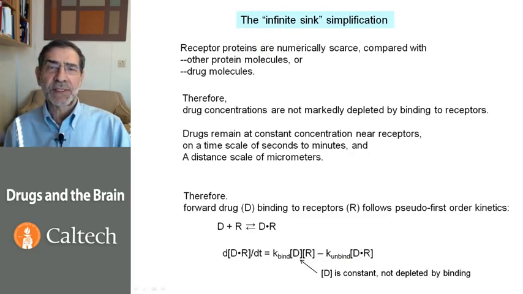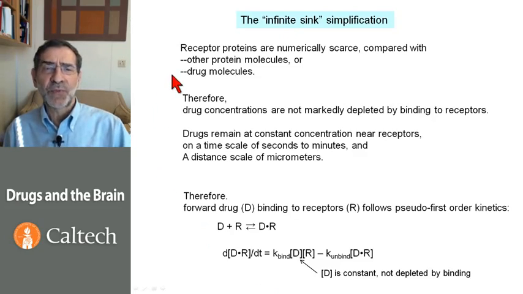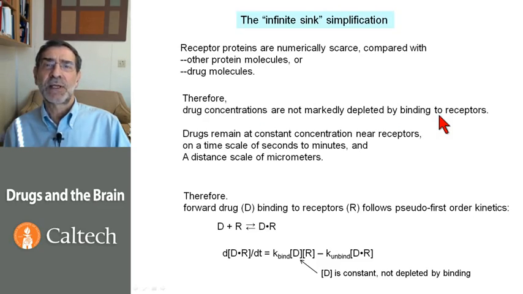Now let's discuss the so-called infinite sink simplification in Drugs and the Brain. Receptor proteins are numerically scarce in and around cells compared with other protein molecules or with drug molecules in the solution around the receptors. Therefore, drug concentrations are not markedly depleted by binding to receptors. Now, this is very different from elementary chemistry in which one has two reactants reacting with each other, and both of them are depleted by the reaction.